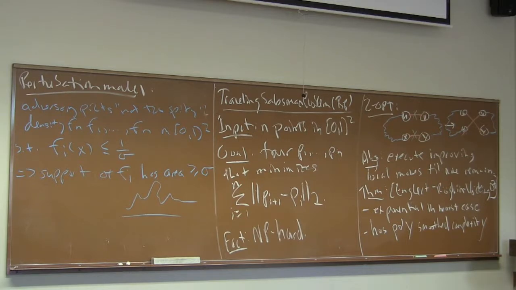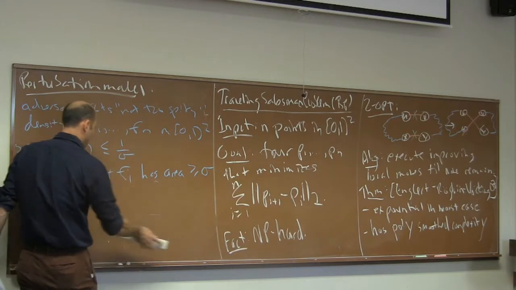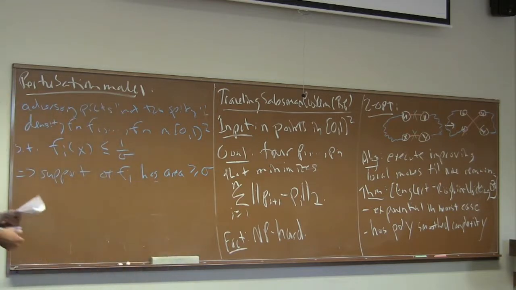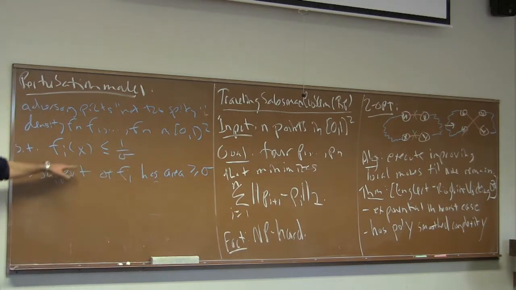Other questions about the perturbation model? So our goal is to show that no matter what distributions over points the adversary picks, conforming to this bound that are not too spiky, local search is fast. Again, fast is going to mean polynomial expected number of iterations in n and in 1 over sigma. Questions? All right. Andy.